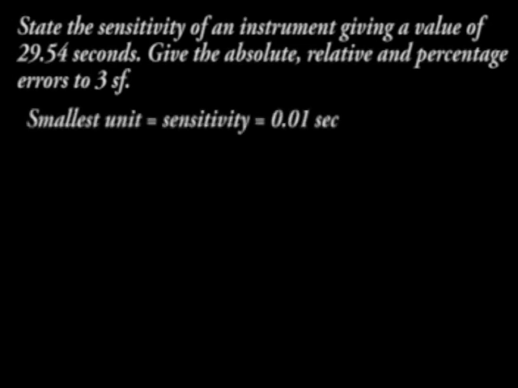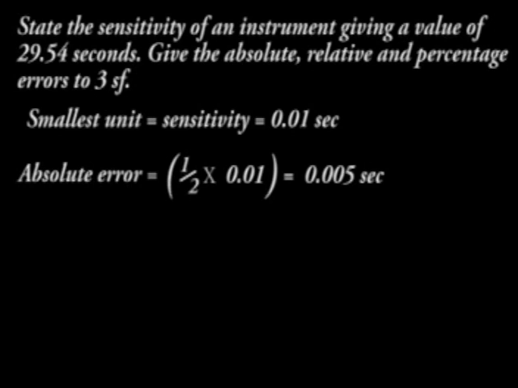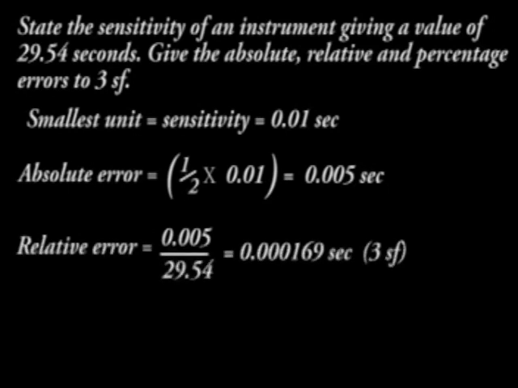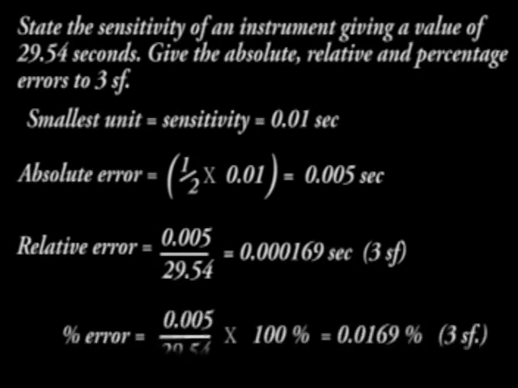Take an example. State the sensitivity of an instrument giving a value of 29.54 seconds. Give the absolute, relative, and percentage errors to three significant figures. The smallest unit is equal to sensitivity and is equal to 0.01 seconds. Absolute error is half of 0.01, which is 0.005. Relative error is 0.005 over 29.54, and percentage error is 0.005 over 29.54 times 100, which gives us 0.0169%.